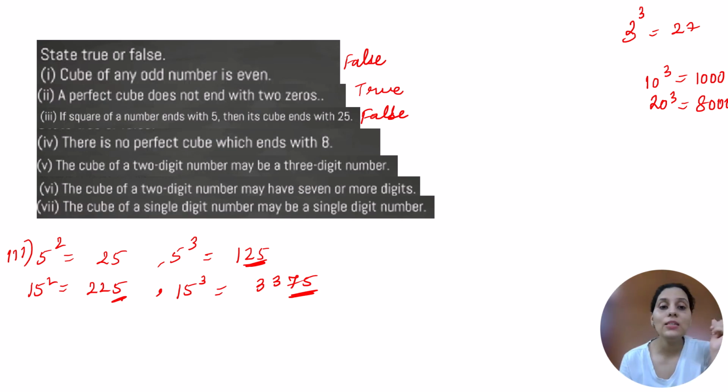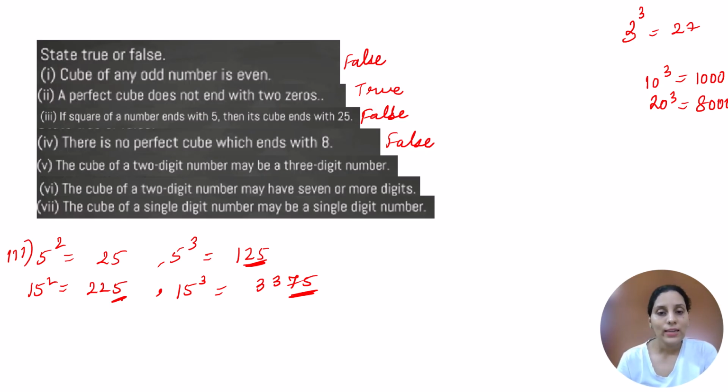Okay, there is no perfect cube which ends with 8. This is very wrong, because 2 cube ends with 8, so you can directly write it false. You need not check any other example, because if your first example is not satisfying, do not waste your time in trying other examples.